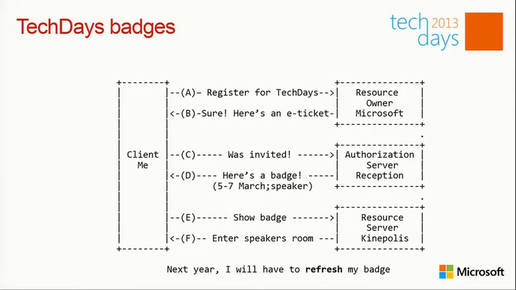So everything is covered. Everything we have in the OAuth flow is covered using this badge. And one important statement there is, next year, if I want to come, I have to refresh my badge. I cannot come in with this badge again because the date is not valid and I have not been validated by, again, the authorization server, which is the reception.